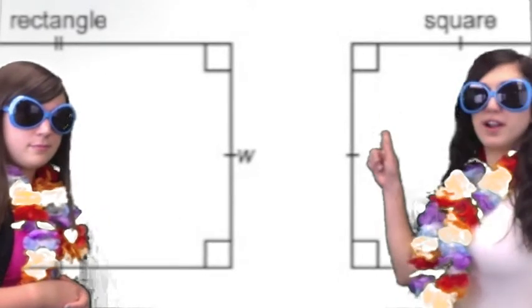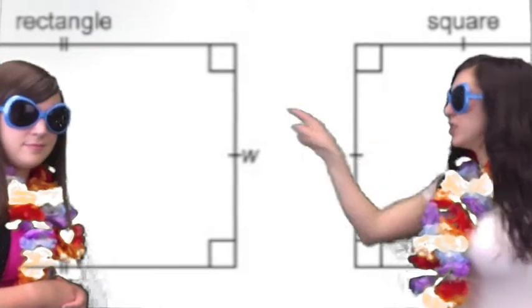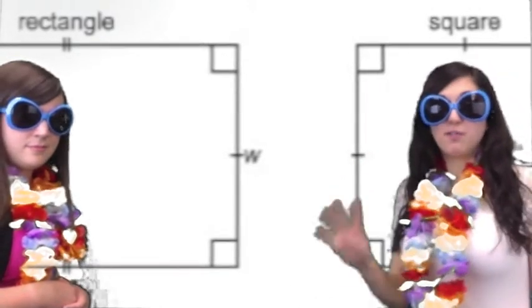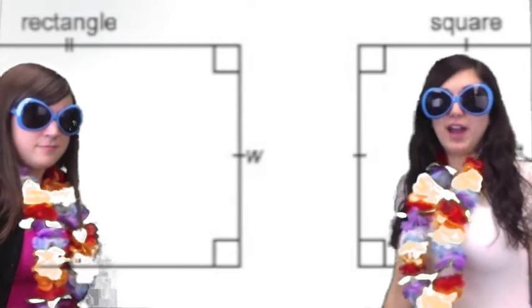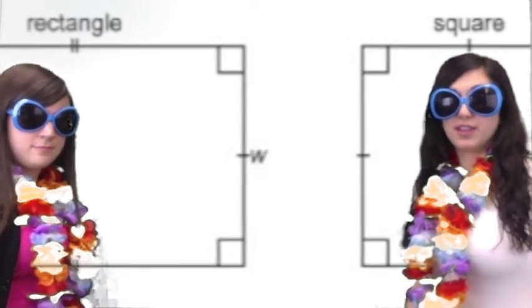Now look at the square. It has 4 hatch marks, all 1 on each side. That is because the square has 4 equal sides. We use 1 hatch mark per side to show that they are each of equal length.